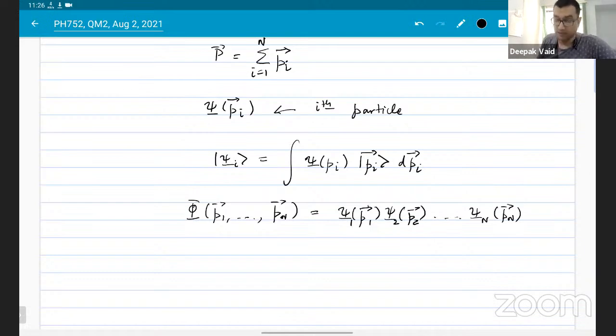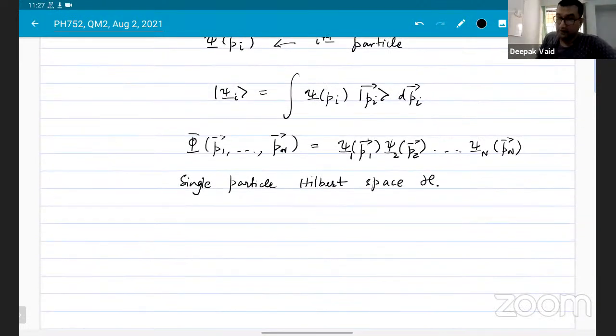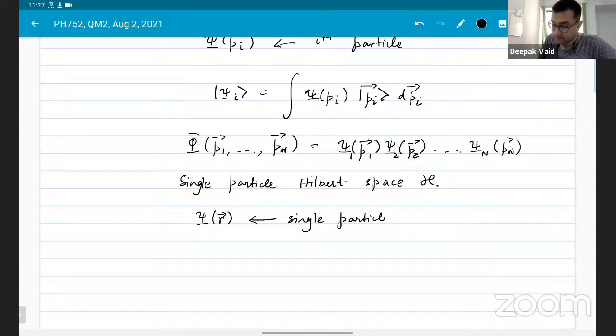So you started with a single particle, right? Single particle with some Hilbert space H, right? And what is H, for instance, for a particle moving in 3 dimensions? H is a space of all possible states, right? So what are the kinds of states? If you work in the position representation, you would write psi of r, right? As a single particle state, right?